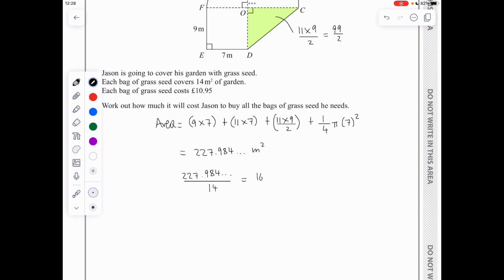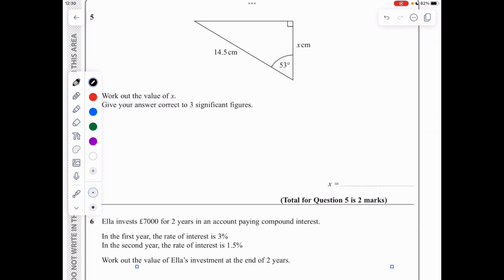That's 16.28. And because we cannot buy part of a bag, this means we will be needing 17 bags. And we know we've been given that each bag is costing us $10.95. So 17 times $10.95 will be giving me the total cost. This turns out to be £186.15. In question 5, we're given this triangle and we need to work out the value of x.